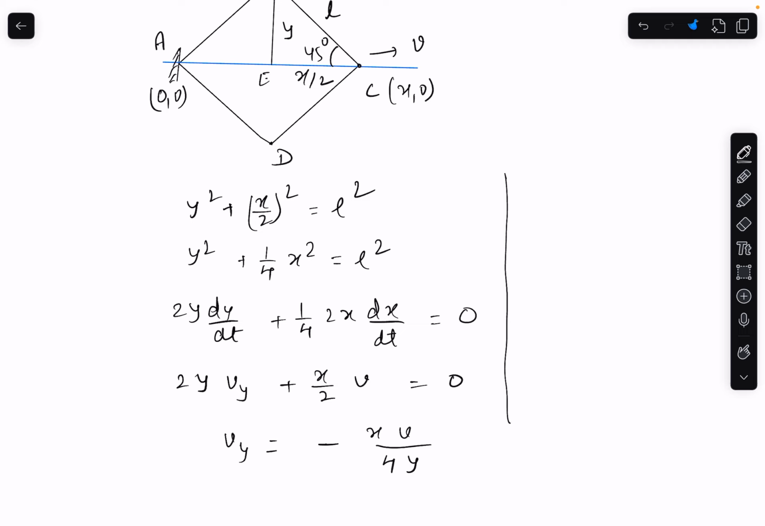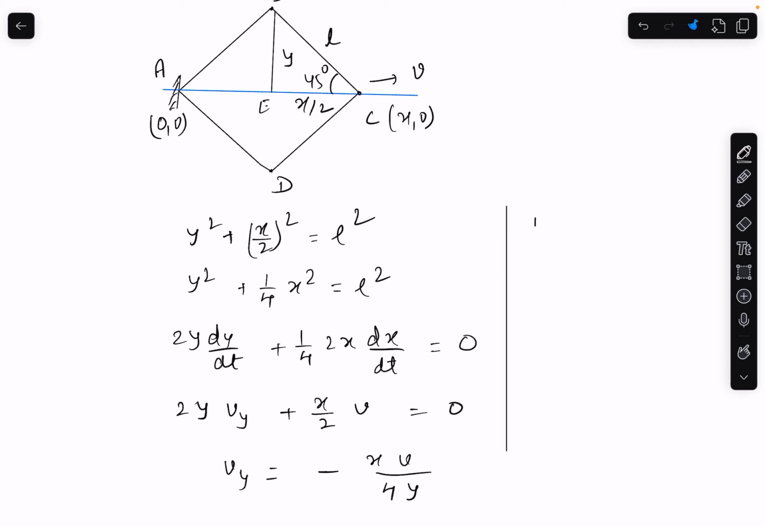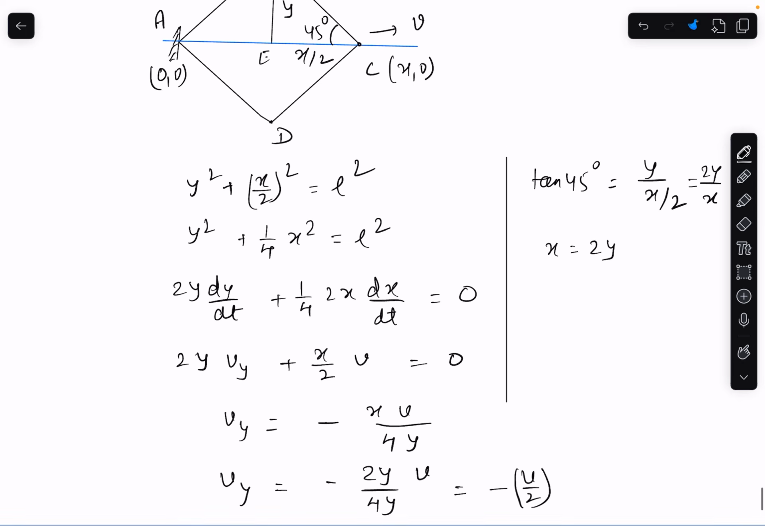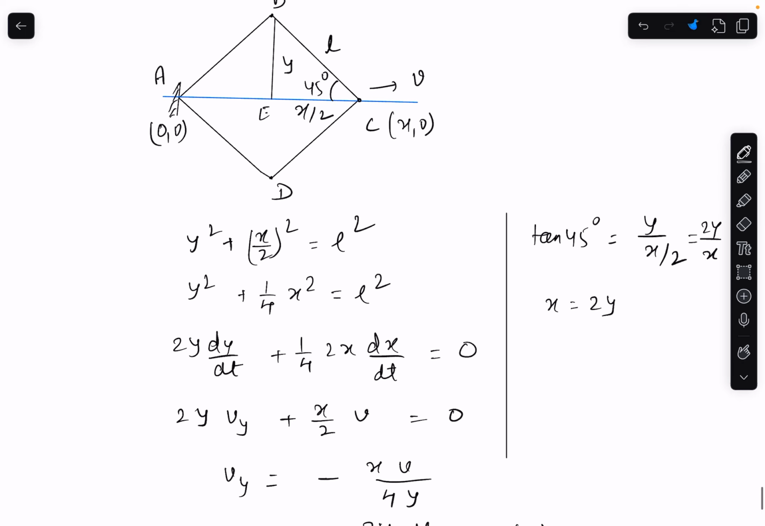Also from simple geometry we can write tan 45 degrees in this triangle will be y upon x by 2, which is nothing but 2y upon x, and tan 45 degrees is 1, that means x will be equal to 2y. So x is 2y, so Vy we get minus of 2y into V upon 4y, which will give us minus of V by 2. So minus sign indicates that the velocity is downward, which should be as expected.